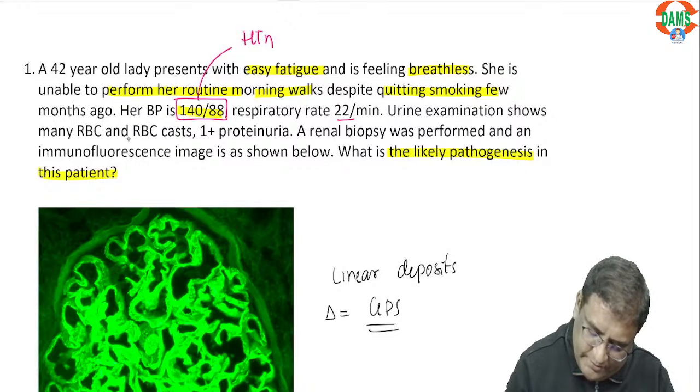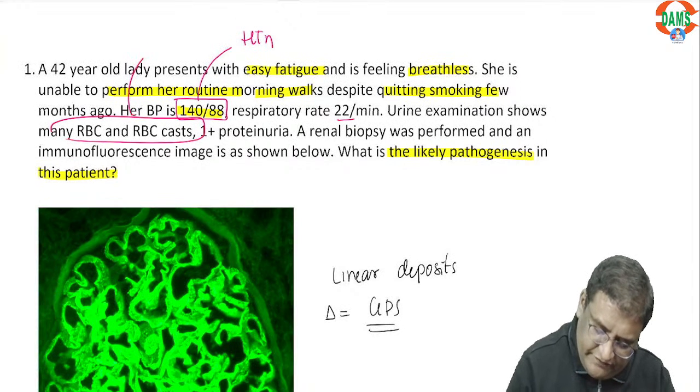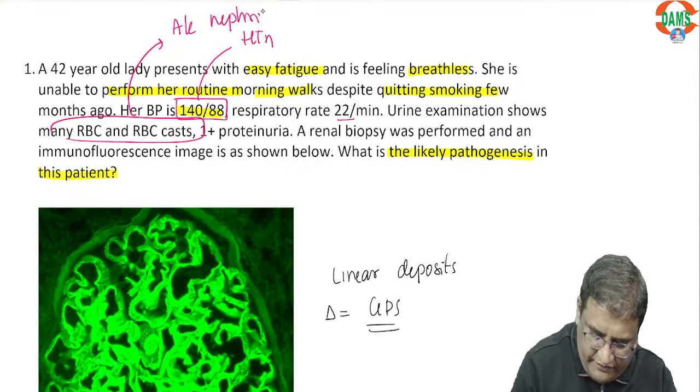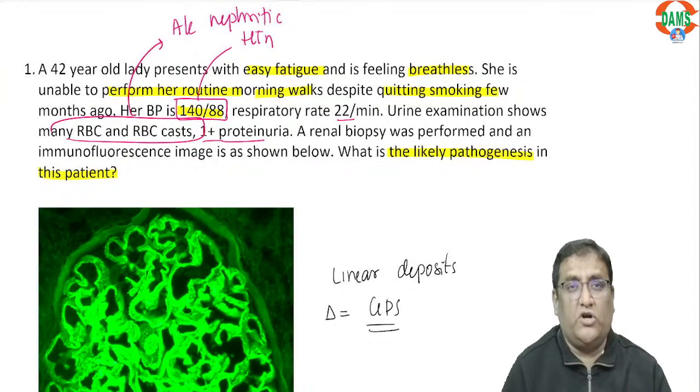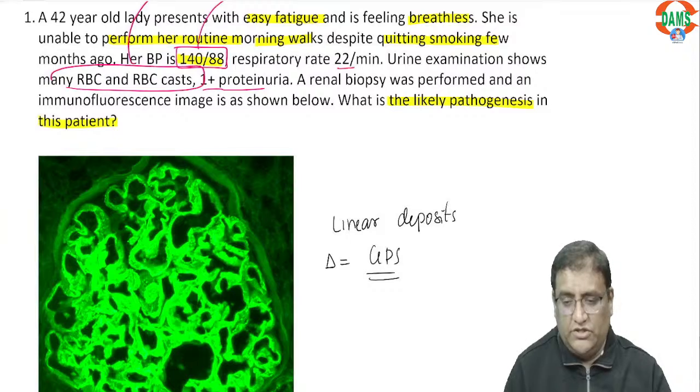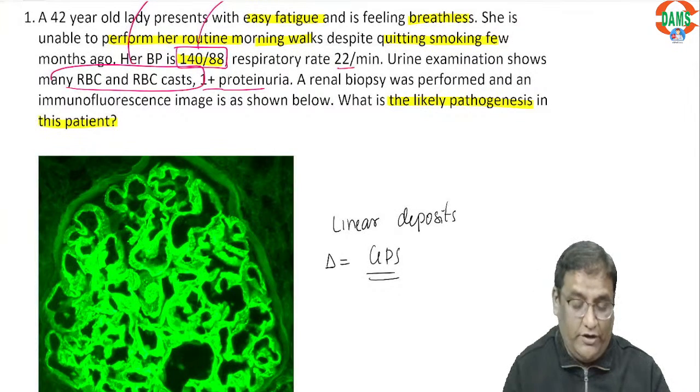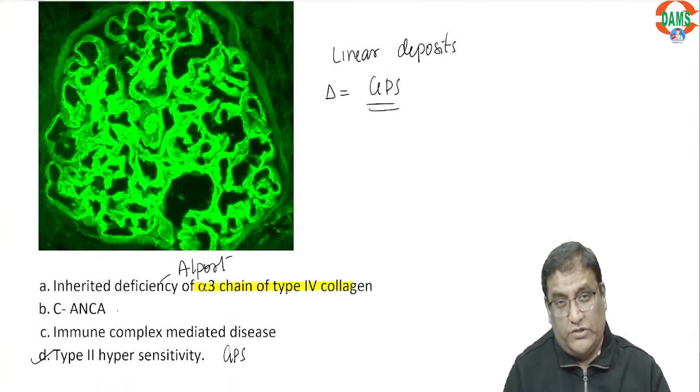Then urine examination: RBC cast. Definitely now, this is acute nephritic. I am thinking of what? Nephritic, isn't it? Proteinuria is also there, 1+, not significant. A renal biopsy was performed, and this is what you are seeing. This is your what? Goodpasture syndrome. Very good. Goodpasture, linear deposits.